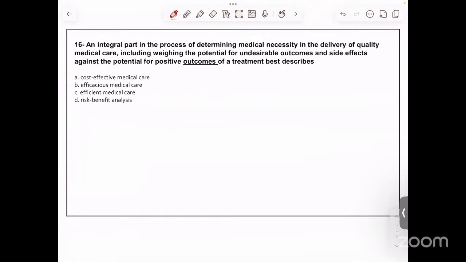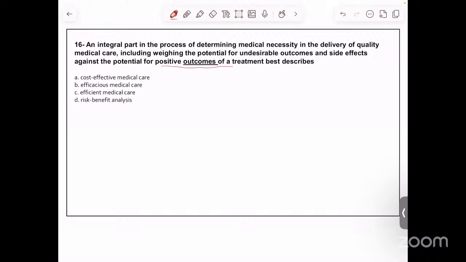Okay, number 16. An integral part in the process of determining medical necessity in the delivery of quality medical care, including weighing the potential for undesirable outcomes and side effects against the potential for positive outcomes of a treatment, best describes letter A, cost-effective medical care. B, efficacious medical care. C, efficient medical care. D, risk-benefit analysis. Which one is correct?